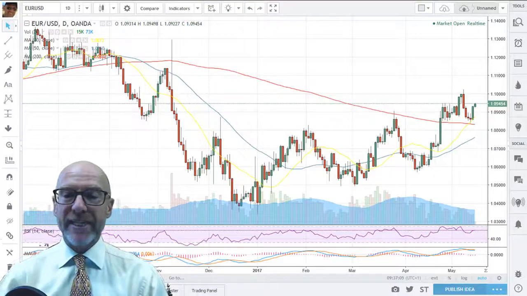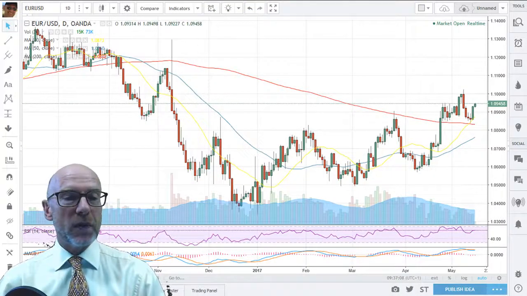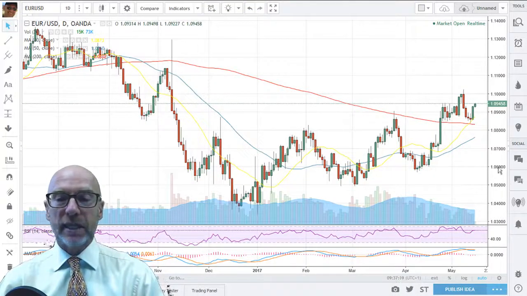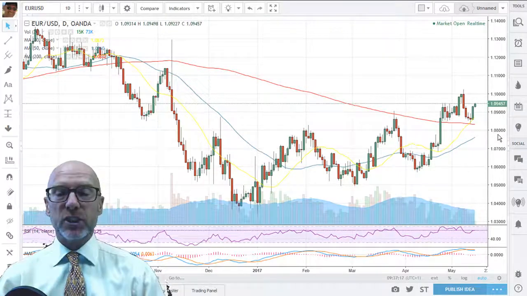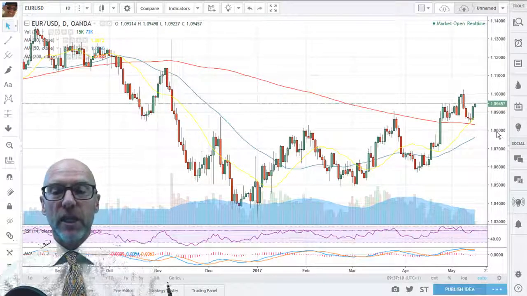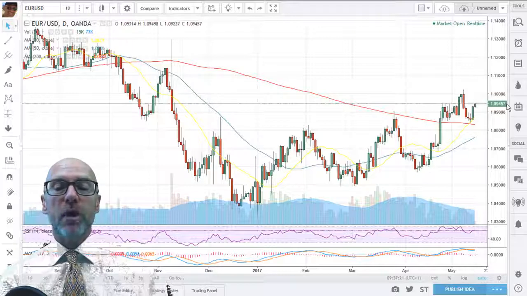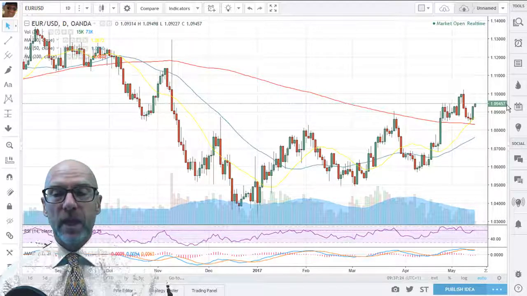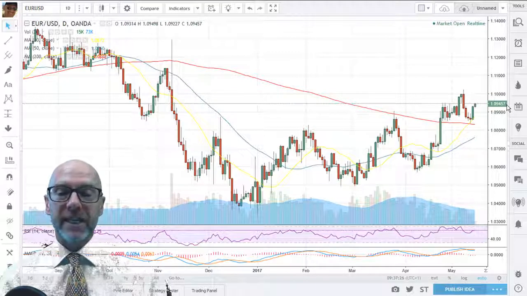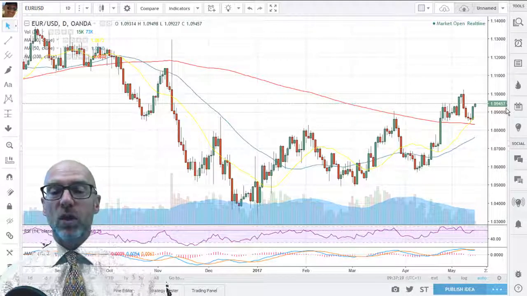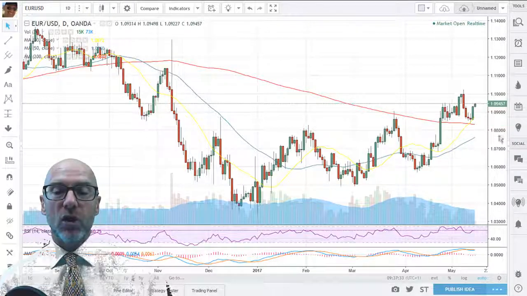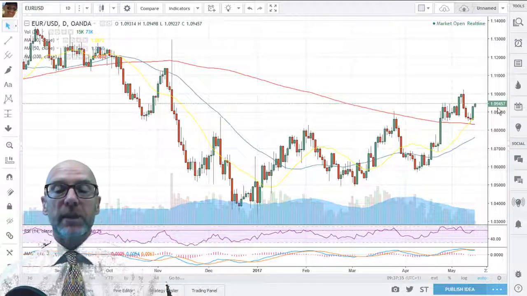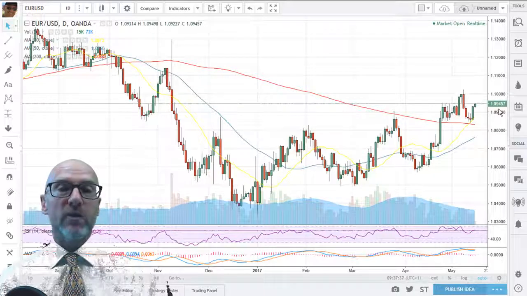So here we have the daily chart, euro against the US dollar. Each candle represents 1 day's trading. You can see that on the French presidential election results, the price did move above the 110. Everybody got quite excited, but then it was a buy on the rumour, sell on the fact, and it came off quite sharply since. We've had a rally on Friday and we're having a rally this morning.